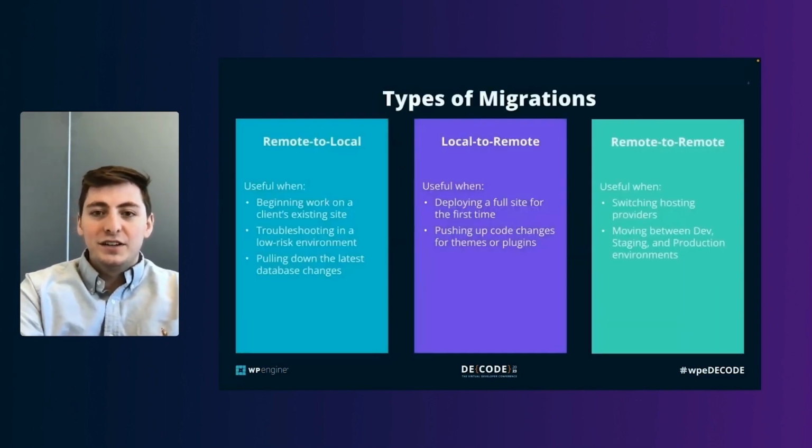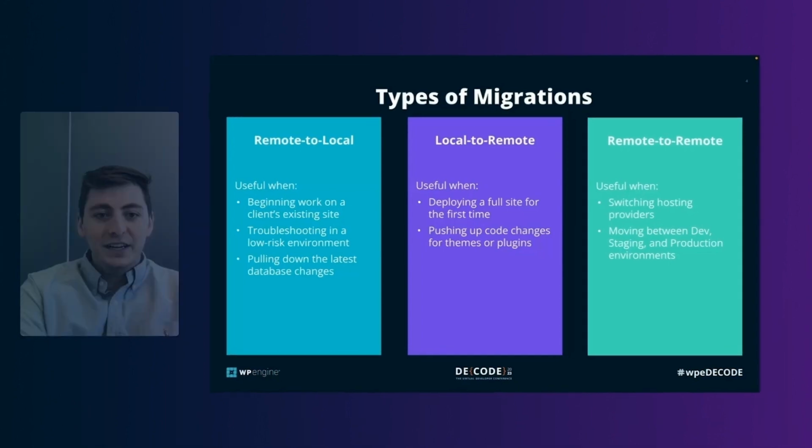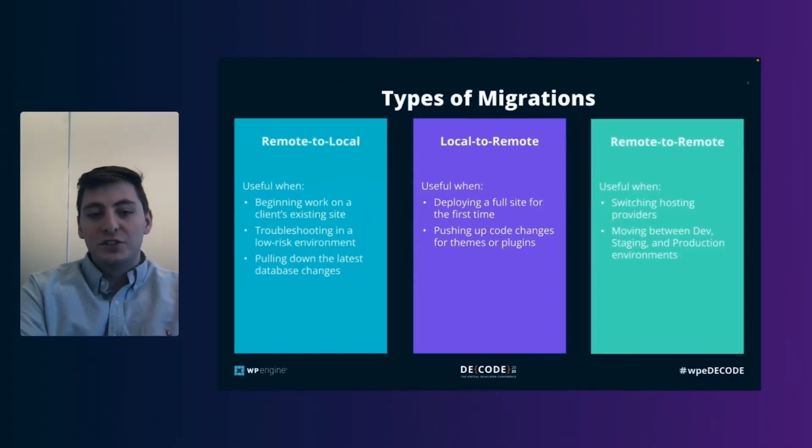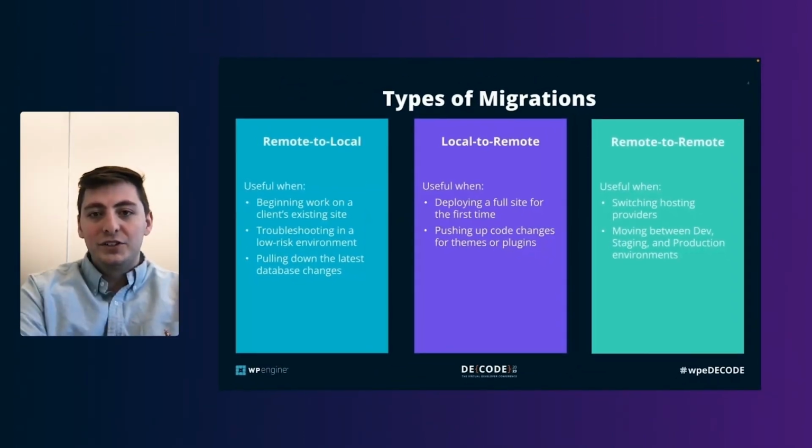The three types of migrations that we think of, there's three main options that a user could be attempting to accomplish. The first is remote to local. So if you've got a site hosted somewhere on the web already and you want to bring it into a local, maybe lowercase l local environment, it's useful when you're beginning work on a client's existing site. So you've either inherited a new client or a client's asking you to make changes and bringing that down somewhere safe so that you can troubleshoot that in a low risk environment. Also very useful when you're just trying to pull down the latest database changes so that you can make sure that your remote environment and your development environment are as closely matched as possible.